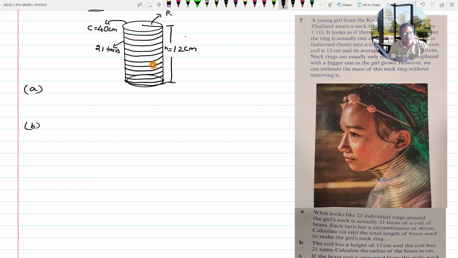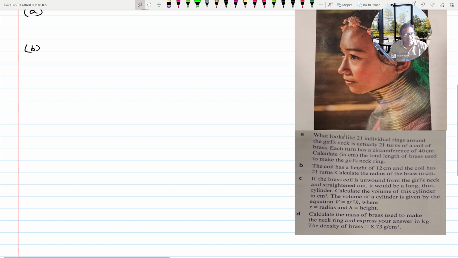Corresponding to this situation, there are questions A, B, C, and D that you have to answer. The last one, D, will give you the mass. So we are going to do it in steps.